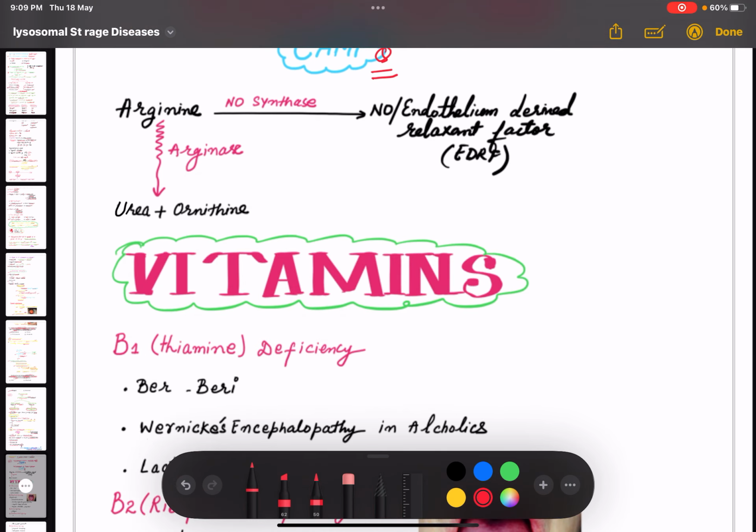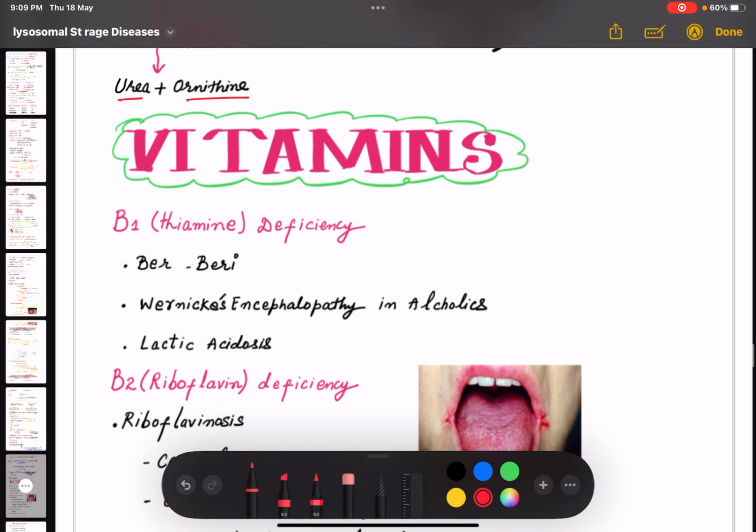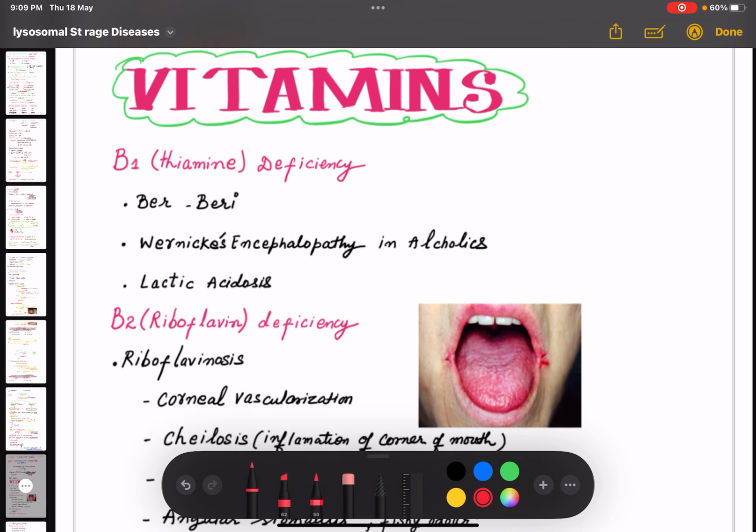See guys, arginine is acted on by an enzyme known as nitric oxide synthase, and we get nitric oxide. Nitric oxide is also known as endothelium derived relaxing factor. If this arginine is acted on by arginase, it will be converted into urea and ornithine. I hope everything up to this is clear.